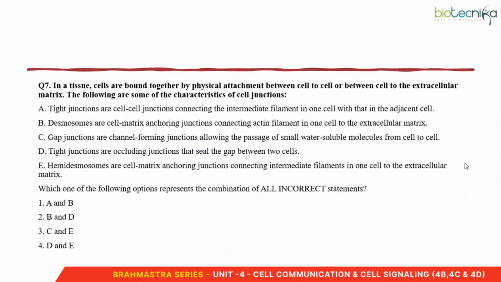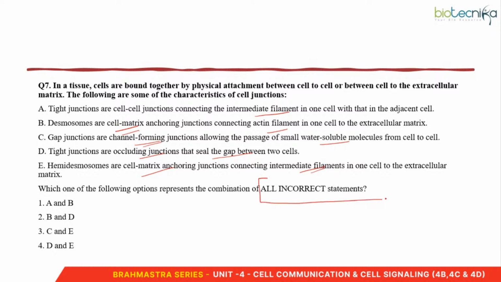This is a recent question. Here they have provided the statements: Tight junctions are cell junctions connecting intermediate filaments in one cell to that of the other. Desmosomes are cell matrix junctions connecting actin filaments in one cell to that of the other. Gap junctions are channel forming junctions allowing the passage of water soluble molecules from cell to cell. Tight junctions are occludin junctions that seal the gap between the cells. Hemidesmosomes are cell matrix junctions connecting intermediate filaments in one cell to that of the extracellular matrix.